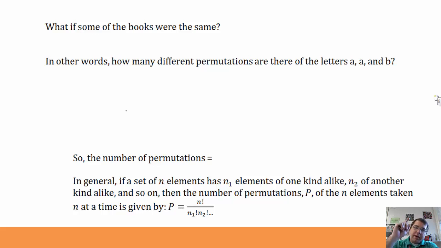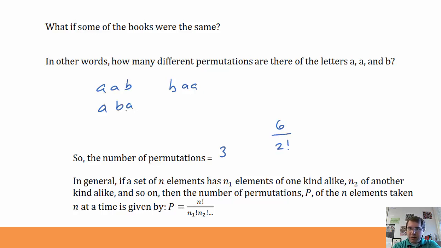So before I had A, B, and C, 3 different letters, I had 6 permutations. Well, here, I can do A, A, B, do A, B, A. I can do B, A, A, and that's it. There's only 3. So I cut it in half. Well, really what I did was I took the 6 from before and I divided it by 2 factorial.